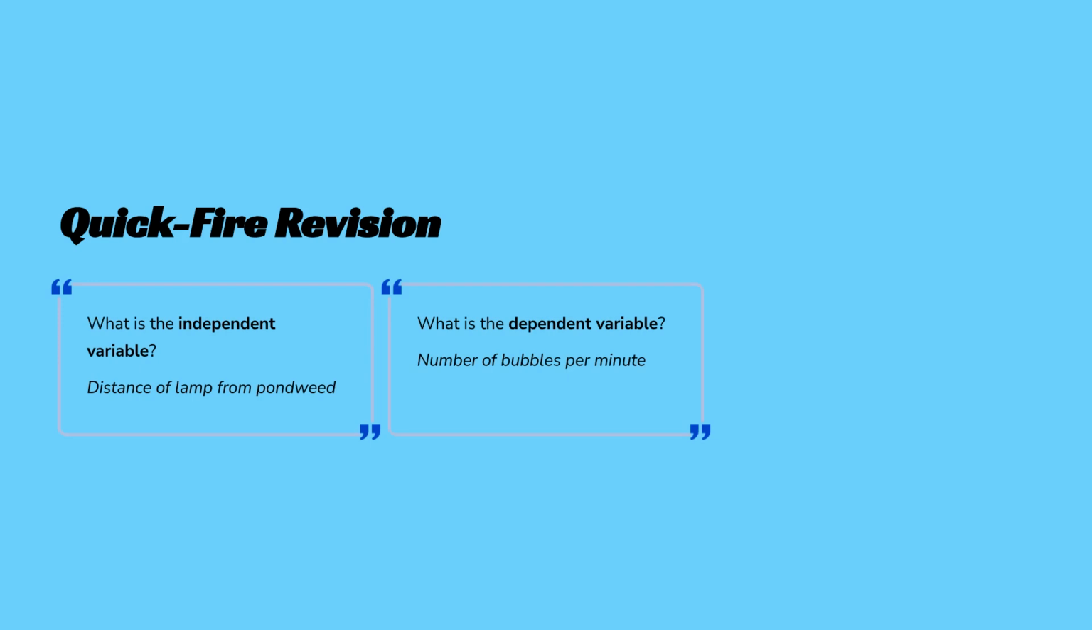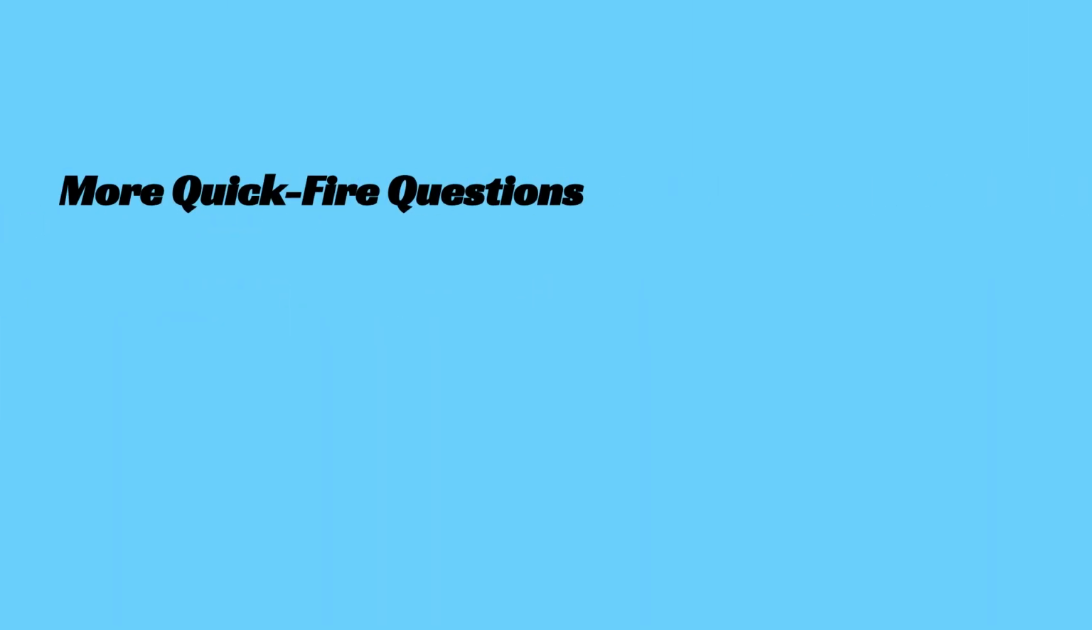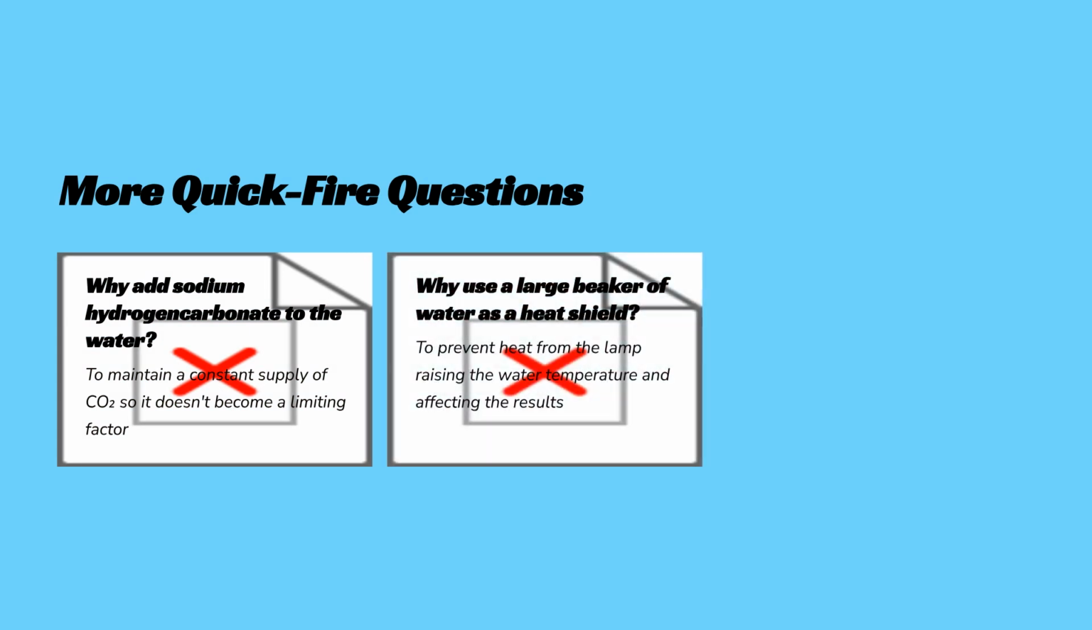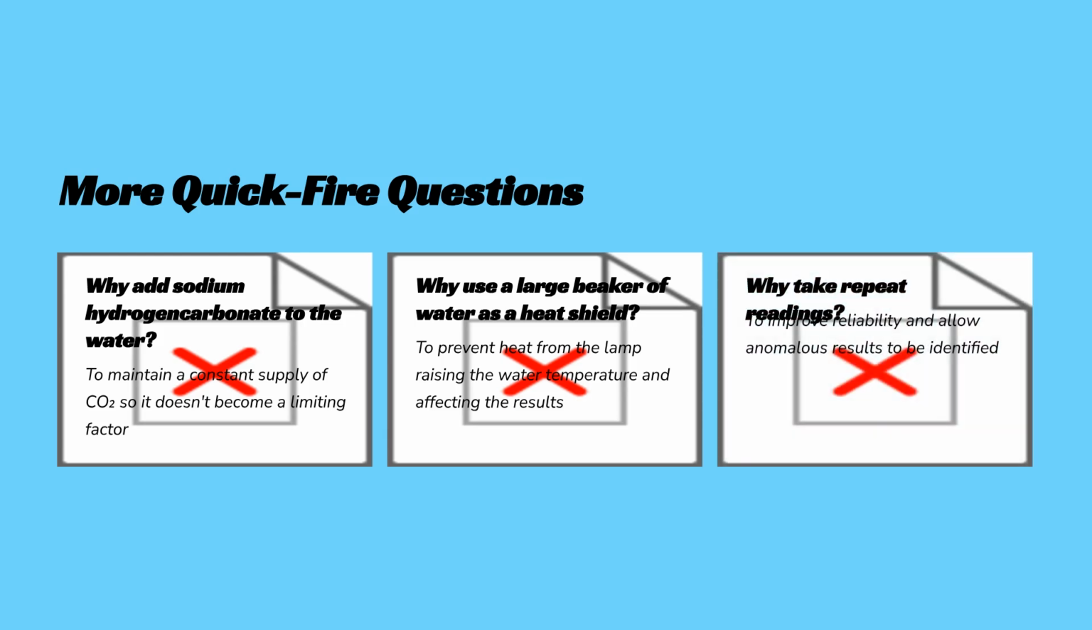Let's run through a quick-fire revision. The independent variable is the distance of the lamp from the pondweed. The dependent variable is the number of bubbles per minute. Control variables include temperature and carbon dioxide concentration. Why add sodium hydrogen carbonate? To ensure carbon dioxide is not a limiting factor. Why use a heat shield? To prevent the lamp's heat from affecting results. Why take repeat readings? To improve reliability and identify anomalies.